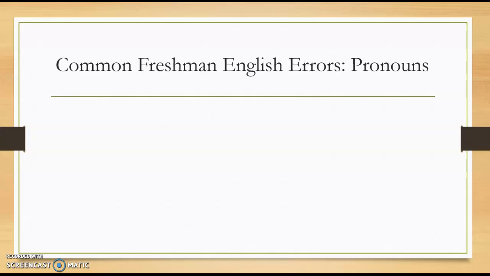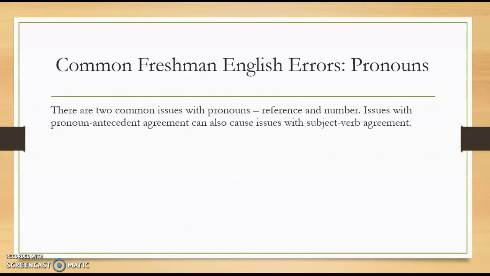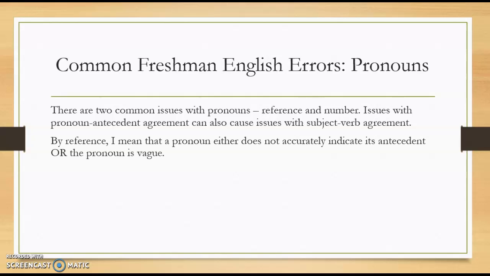A common problem is pronouns, and it was with this first paper. So a lot of you got some markings on pronoun issues. The problems there are two different problems: reference and number. And these also can cause problems with subject-verb agreement. And by reference, I mean that a pronoun either does not accurately indicate its antecedent or the pronoun is vague.